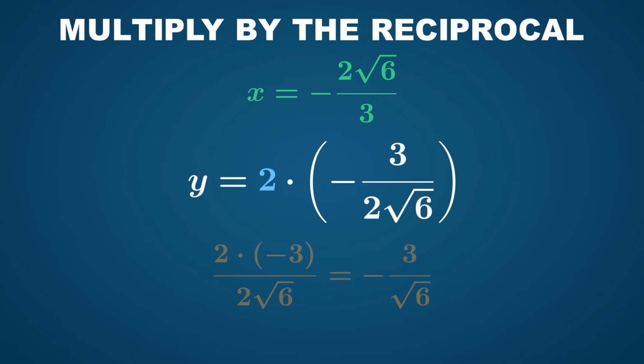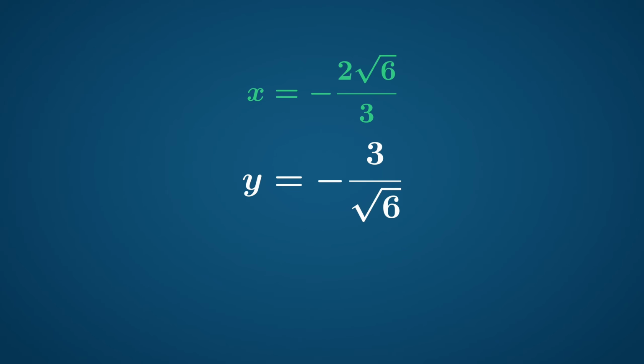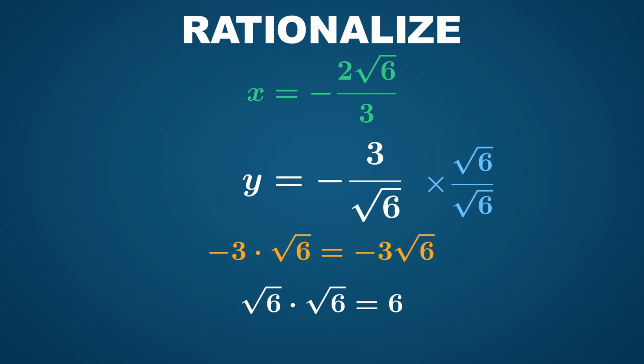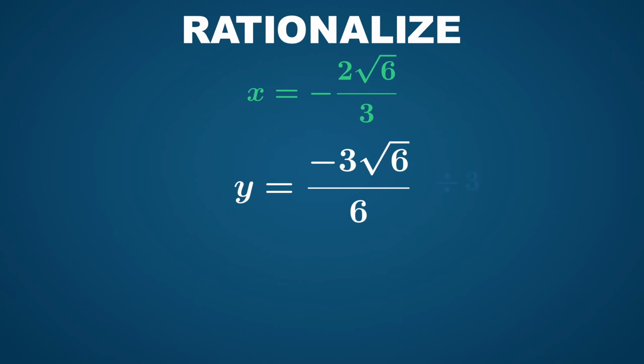The 2's cancel out perfectly just like they did in the previous case. We are left with negative 3 divided by the square root of 6. We rationalize the denominator by multiplying top and bottom by root 6. The numerator becomes negative 3 times the square root of 6. The denominator becomes root 6 multiplied by root 6, which is just 6. We simplify negative 3 root 6 over 6 by dividing by the number 3.